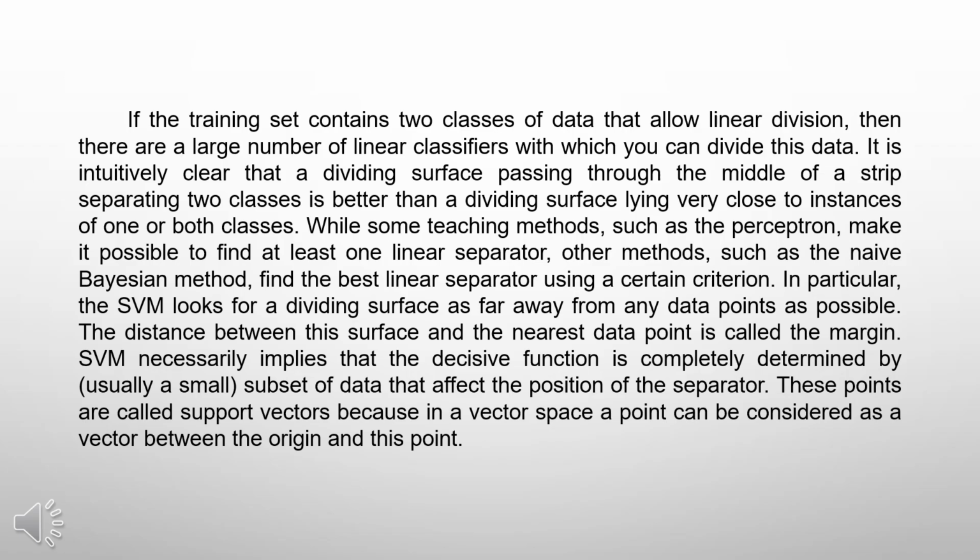SVM necessarily implies that the decision function is completely determined by usually a small subset of data that affects the position of the separator. These points are called support vectors, because in a vector space a point can be considered as a vector between the origin and this point.